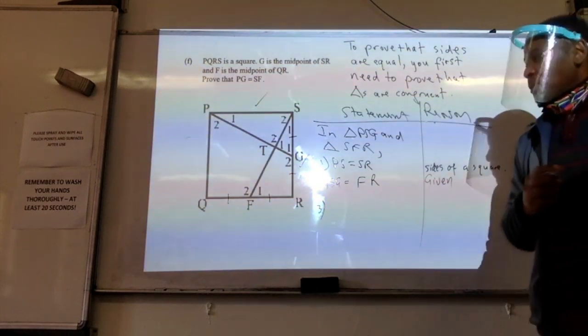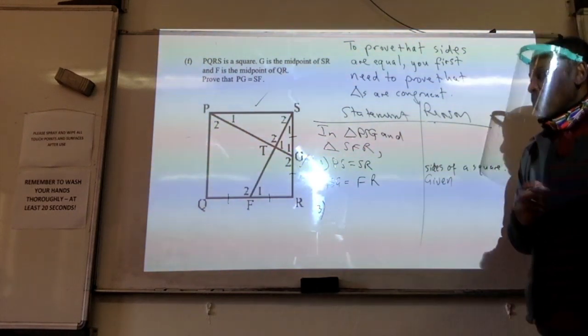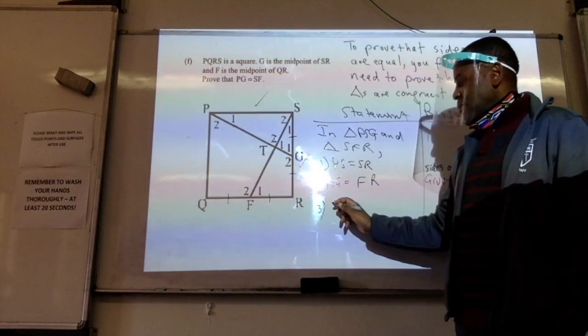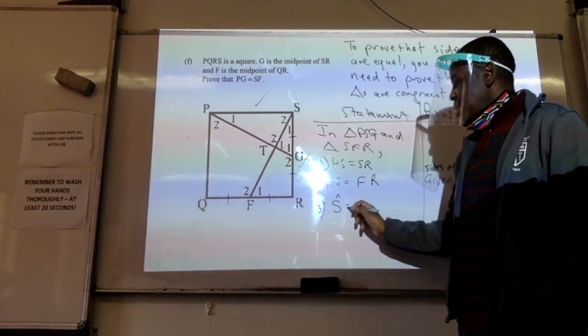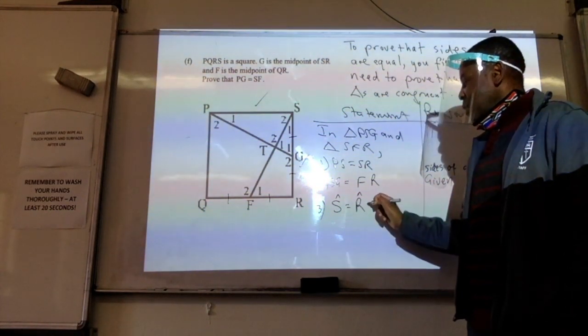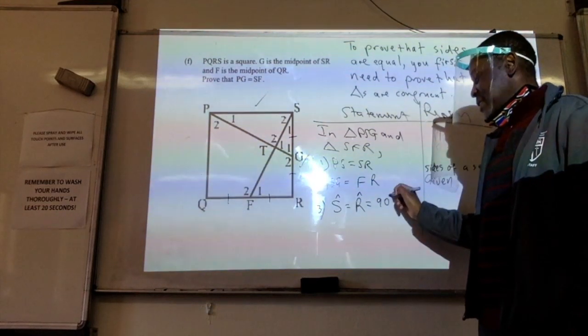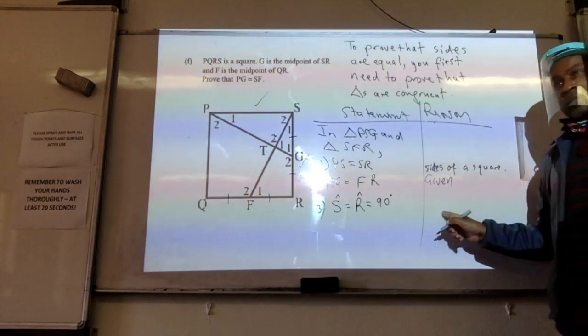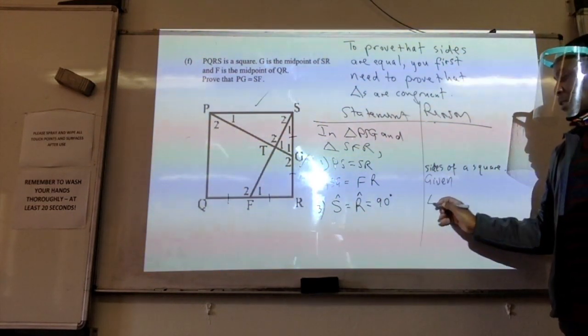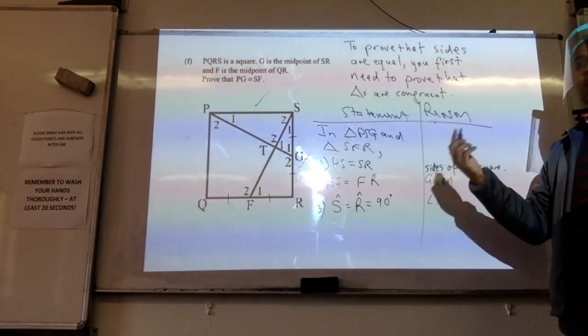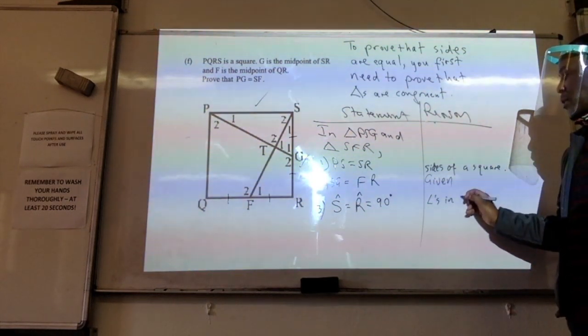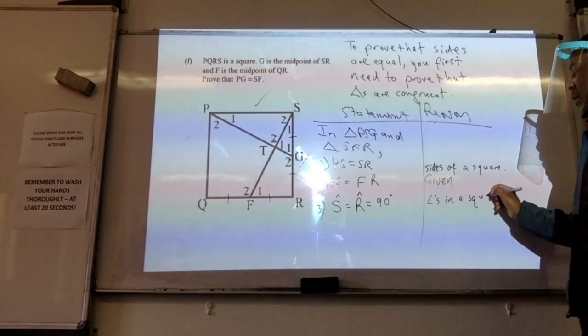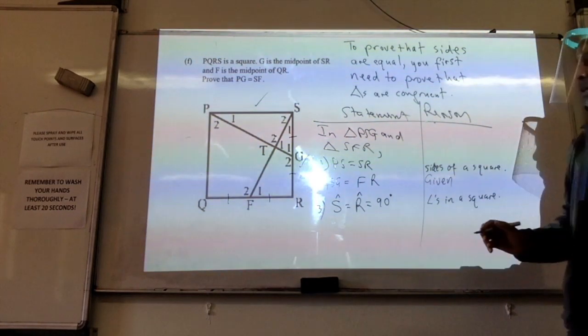Yes, Matthew. Isn't angle S equal to angle R, which we know is actually 90 degrees, right? And what is the reason? Angles of the square, or you can say interior angles of the square. Okay, there we are, guys.